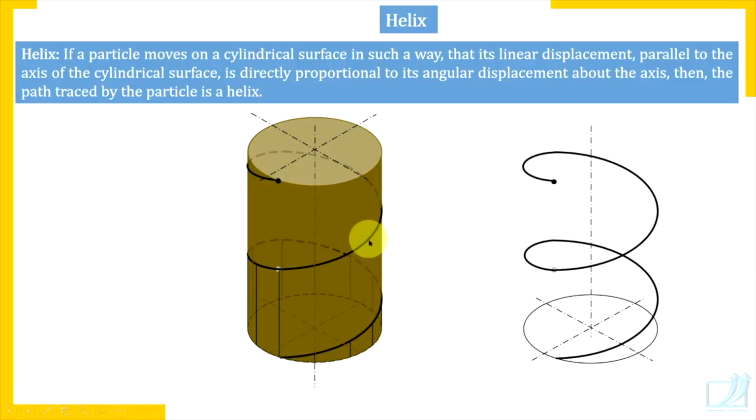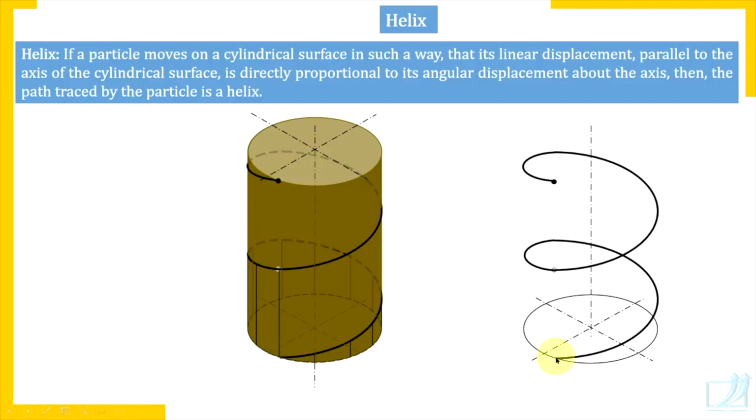When particle moves on a real cylinder, then some portion of the curve will be hidden. So while solving problems, you will have to take care of that. But if there is no real cylinder involved and you are asked to draw helix, then there will be no hidden details.